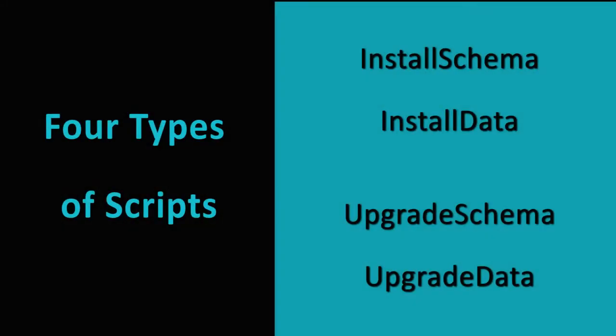Magento 2 has four types of such scripts: InstallSchema, InstallData, UpgradeSchema, and UpgradeData. The install scripts are executed only once, while the upgrade scripts are executed every time the module's version gets changed.